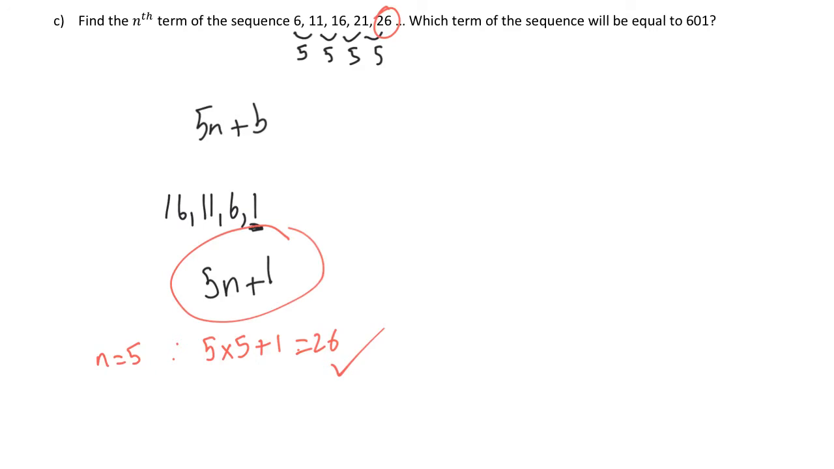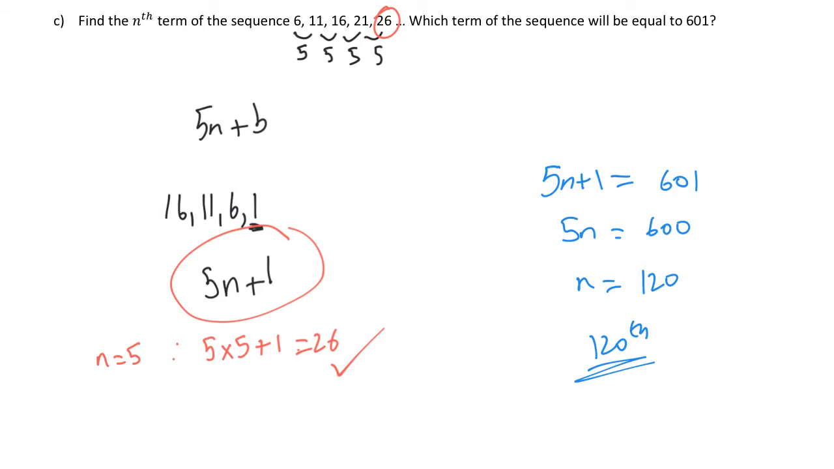Then we want to see which term in the sequence will equal 601. So 5n plus 1 describes the value of each and every term in that sequence. So if we say 5n plus 1 equals 601, then that'll tell us which sequence number it is. So taking away 1 from each side, we get 5n equals 600. And then dividing through by 5, we get n equals 120. So 601 will be the 120th term in the list.